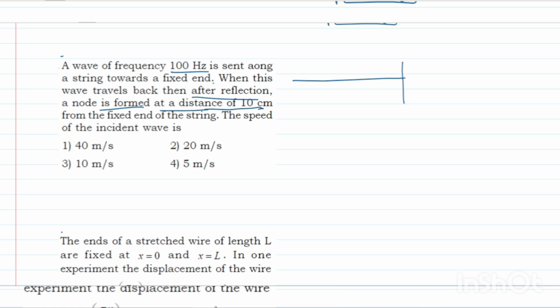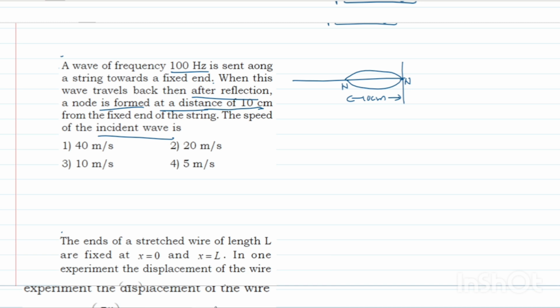10 centimeter. The wave is traveling here, it's going to be producing one node. So at the reflection point we will be getting a node, and here one more node it is going to be producing at a distance of 10 centimeter. So they are asking the speed of the incident wave.